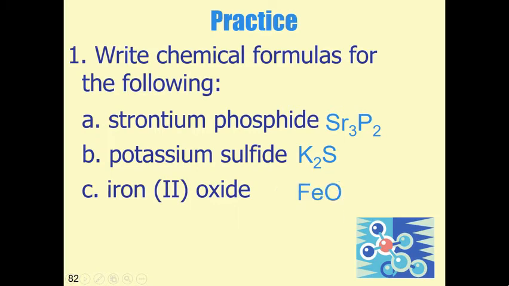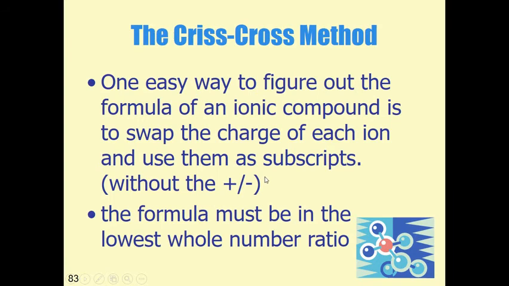Okay. There is a shortcut for this, and that's called the crisscross method. The crisscross method is an easy way to figure out the formula for an ionic compound.